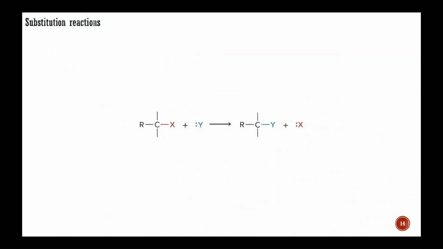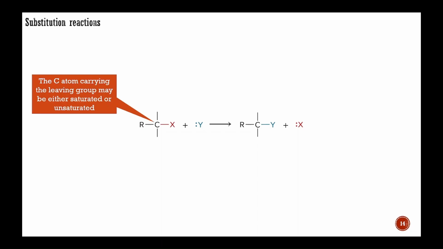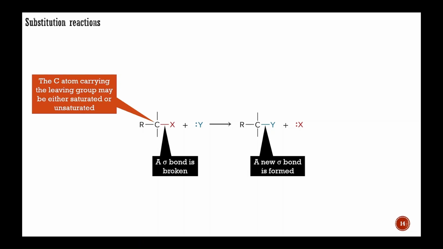A substitution reaction occurs when an atom, or a group, in one reactant replaces a group attached to a carbon in the other reactant. In substitution reactions, the carbon atom carrying the leaving group may be either saturated or unsaturated. In these reactions, a sigma bond is broken, and a new sigma bond is formed. The leaving group or the atoms that are eliminated can vary, but they are generally not carbon.